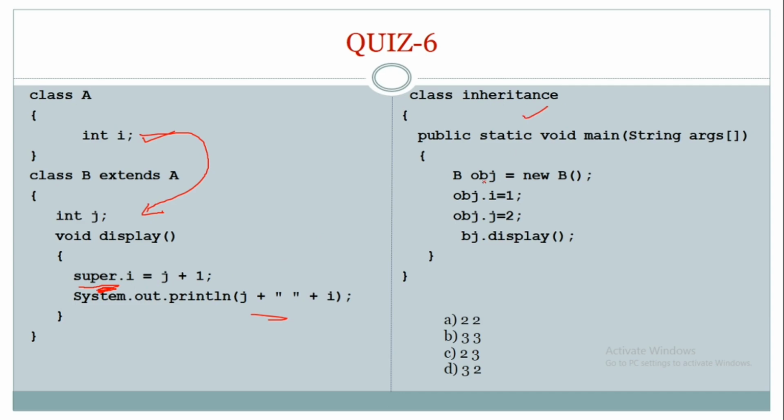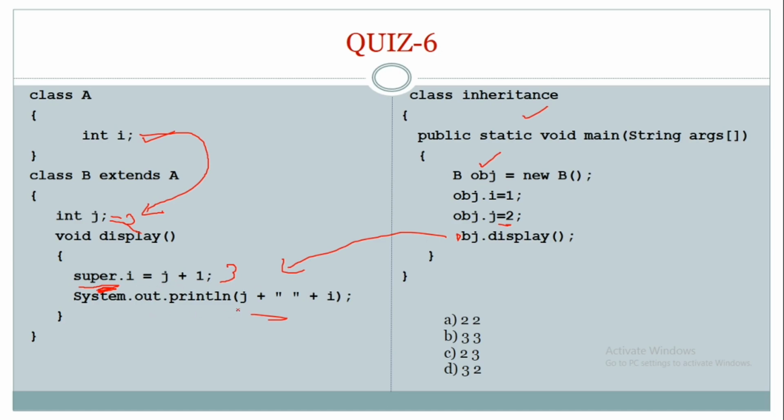We create an object of class B. Using the object, I'll initialize the value of i to 1, and j is initialized to 2. Then, using the object, I'll call the display method. In the display method, super dot i is equal to j plus 1. So the i value will become 3 now, because the value of j is 2, and 2 plus 1 is 3.